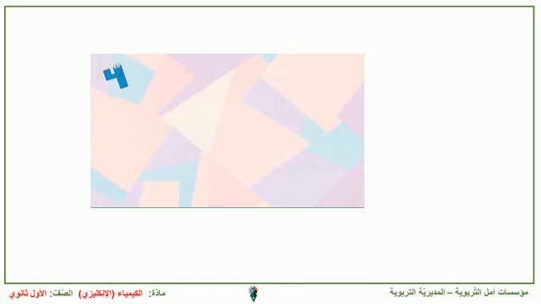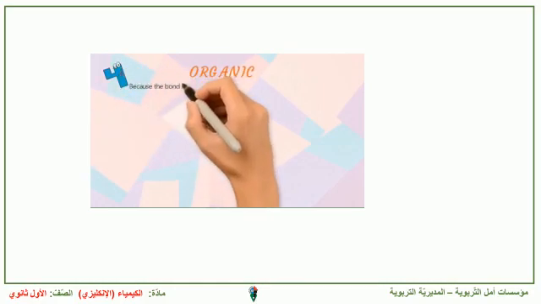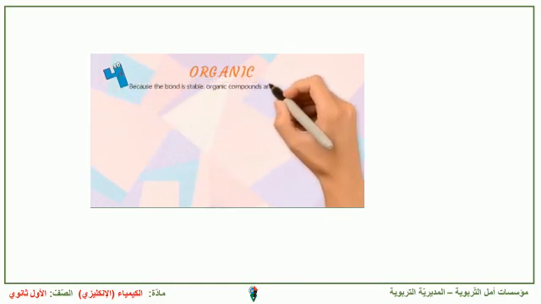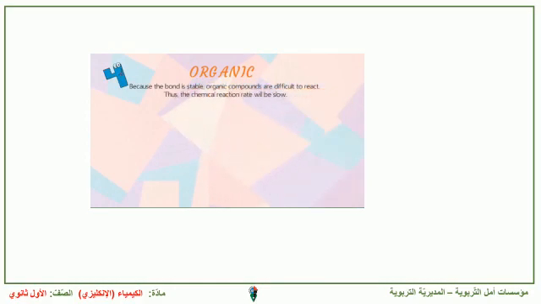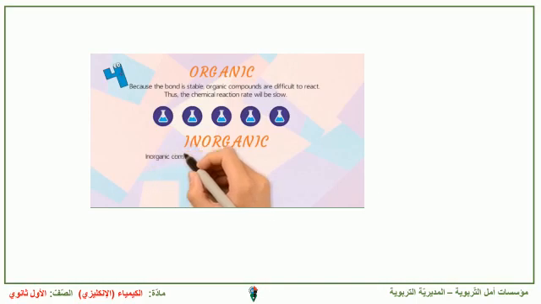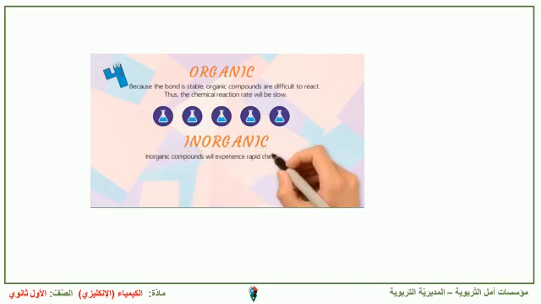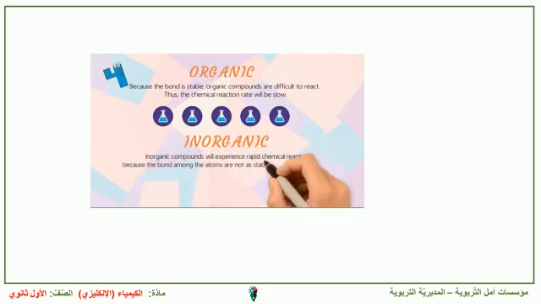4. Because the bond is stable, organic compounds are difficult to react. Thus, the chemical reaction rate will be slow. To make it faster, we need a catalyst. Inorganic compounds will experience rapid chemical reactions because the bonds among the atoms are not as stable as in organic compounds.